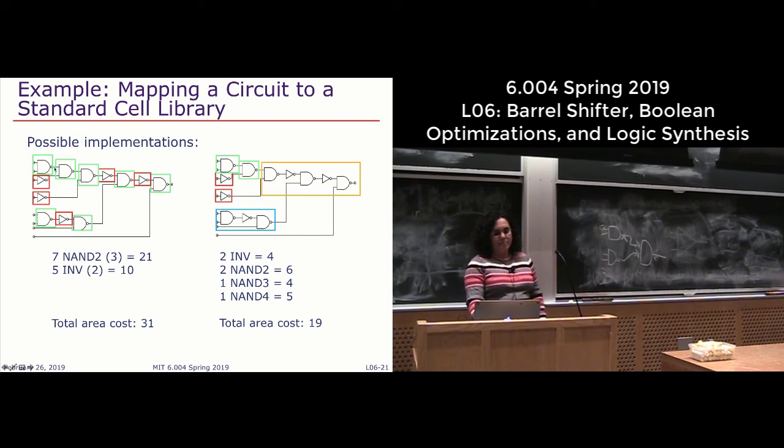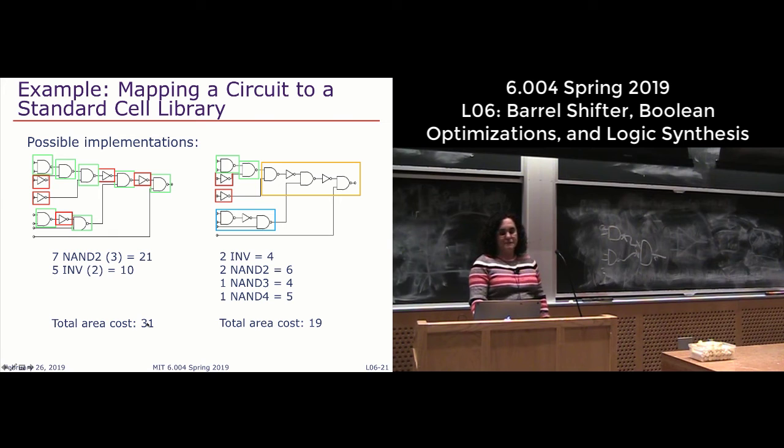I ended up with 7 NAND gates, each of which had an area of 3, for a total of 21. And I have 5 inverters, each of which has an area of 2, for a total of 10. Together, the cost of this particular implementation of this circuit is 31 as far as area is concerned.